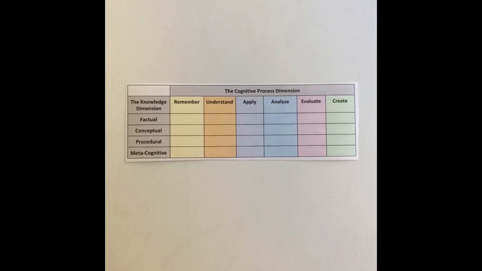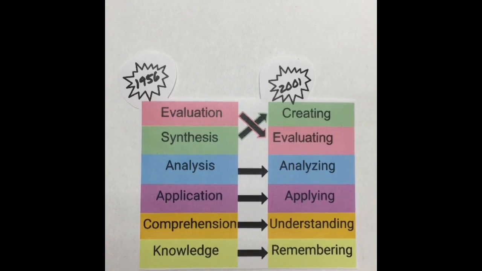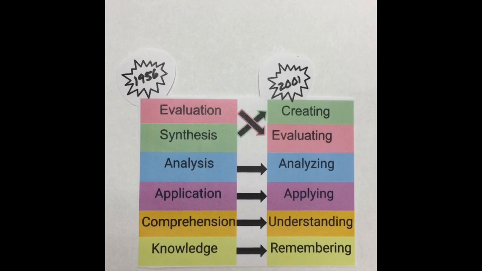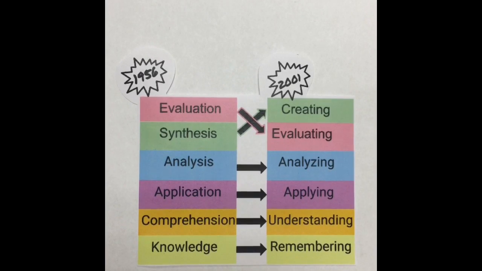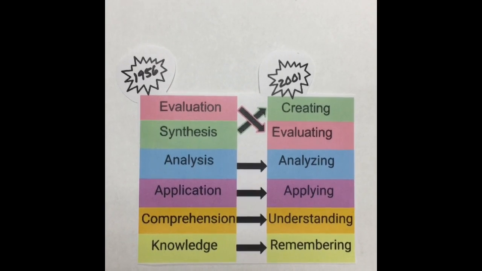The sequence of the 6 cognitive processes is not as rigid as the original taxonomy. Since thinking is an active process, the nouns were changed to verbs, which also makes it easier to develop learning objectives. You'll also notice that the synthesis and evaluation levels were flipped.